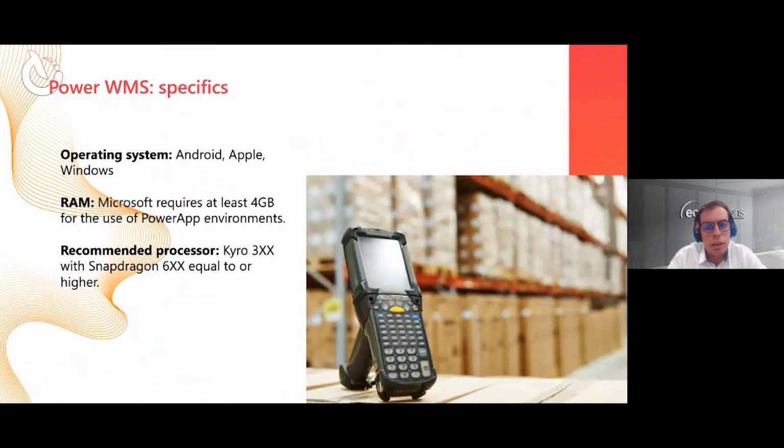What are the specifications of the device? Okay, so it requires an operating system of Android, Apple, or Windows. Microsoft requires at least 5 GB of RAM to run the Power App environments. And we recommend a processor like a Kryo 300 or more, or a Snapdragon 600 or more.